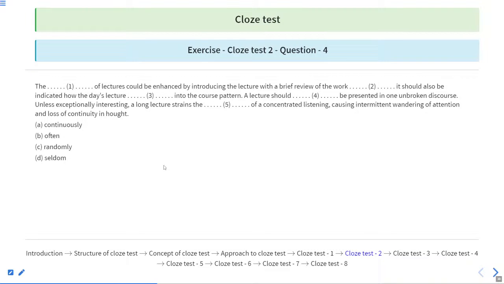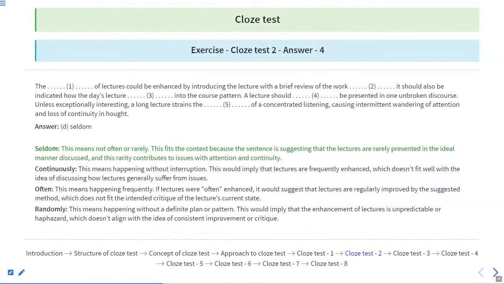Next, a lecture should dash be presented in one broken discourse. So we have to find the particular word here in place of four. Is it continuously, often, randomly, or seldom? You have to choose one of them. Please try. Then we will look at the correct answer.